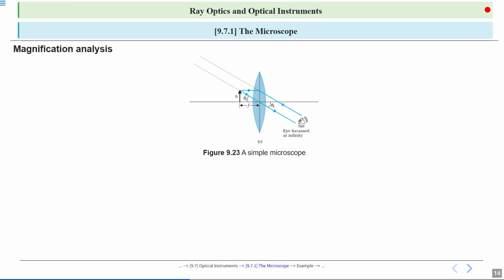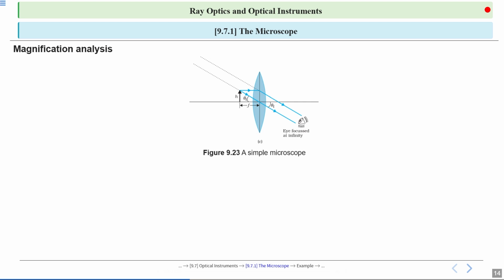Here we have an image of simple microscope labeled as figure 9.23. Notice the key components and how they are arranged. The setup is essential for understanding how light is manipulated to magnify objects. Pay attention to the path of light through the lenses, as this is fundamental to the microscope's function.